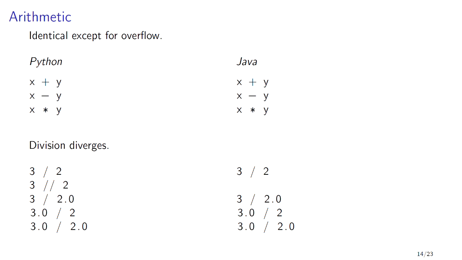Okay, so some characteristics. So basic arithmetic. You've got a plus operator, minus operator, and a multiply operator. They're basically the same between Python and Java, except for this note about overflow. In Python, there is no maximum integer value or minimum integer value. So if you add two really big numbers together or multiply two really big numbers together, you just get a really big number that occupies a huge chunk of memory.